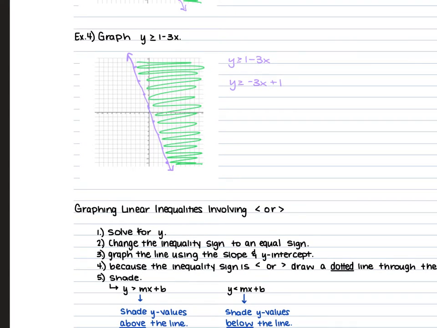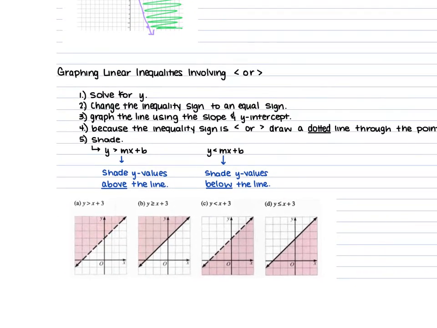Our next part of our lesson deals with the inequalities that are not equal to. So we have a greater than or a less than. These are going to be dotted lines. And then again, we just shade above or below depending on what the inequality sign is.